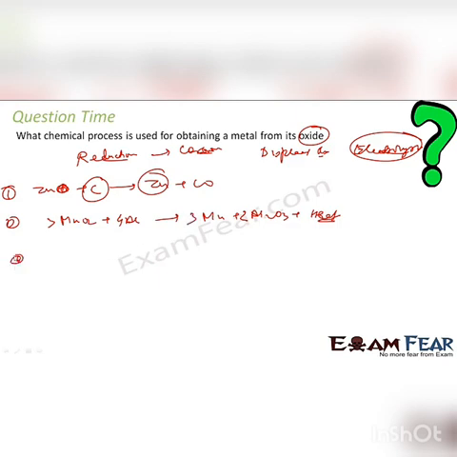In the third case, I use electrolysis, where I use an electric current and break it, so the oxygen gets deposited somewhere else, and my metal gets deposited somewhere else, right?